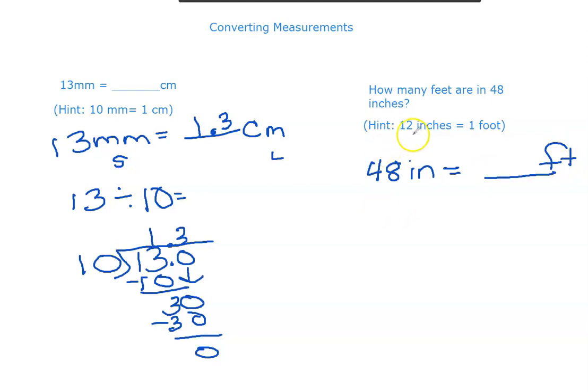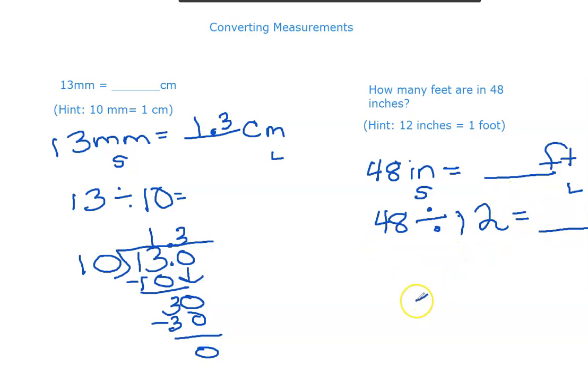In this situation, I need to determine if I'm going from smaller to larger or larger to smaller. And just like in our first example, we are going from a smaller unit to a larger unit. So I'm going to rewrite my equation by writing 48 divided by 12, because there are 12 inches in a foot.